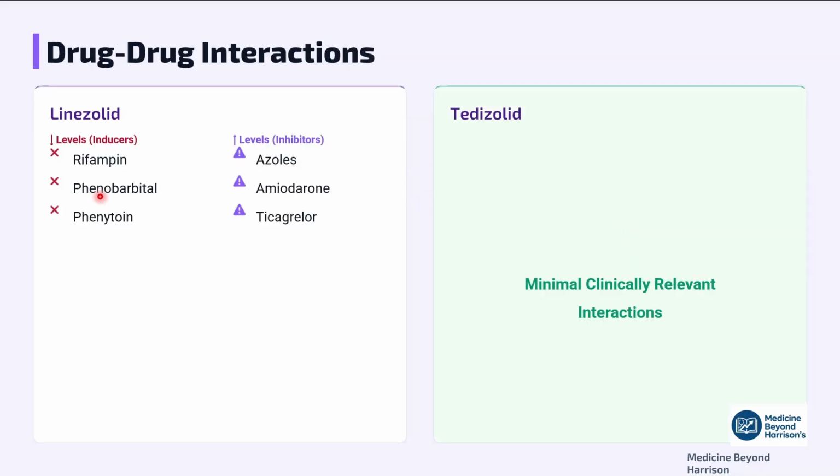Now drug interactions for linezolid: decreased levels of linezolid can occur with enzyme inducers such as rifampicin, phenobarbital, and phenytoin, and increased levels with cytochrome enzyme inhibitors such as azole drugs, amiodarone, and ticagrelor. So try to avoid linezolid with these drugs because it can lead to increased levels of linezolid and lead to toxicity. Tedizolid has minimal clinically relevant interactions and can be used safely in most cases.